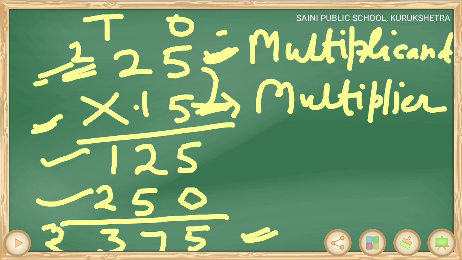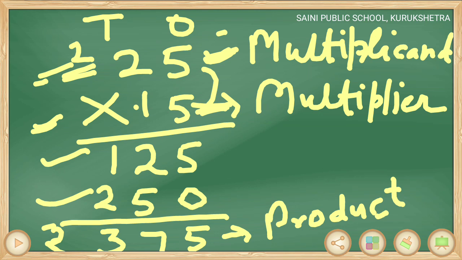Okay. Now what is 375 here? 375 is the product. What is product now? Product is the number which we get after multiplication. In this question, when we are multiplying 25 by 15, we are getting 375. So 375 is our product.